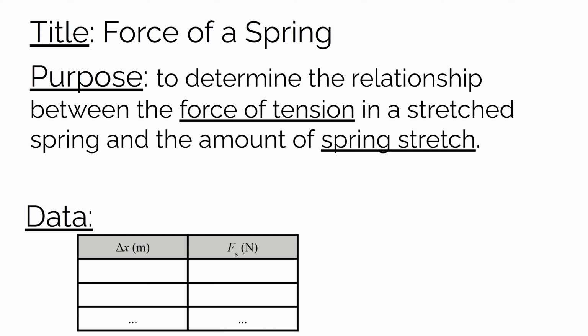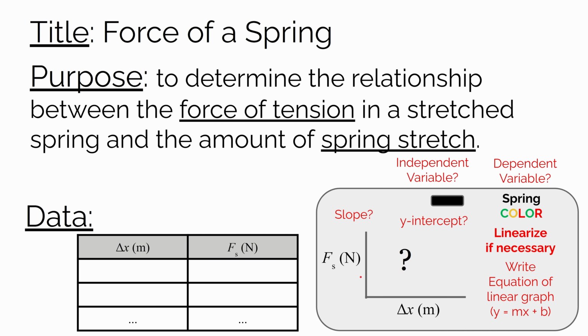To determine that relationship, students were given a spring and they had to stretch that spring a given amount, as measured in meters, and measure the amount of force of tension in that spring, or stretch the spring so it had a certain amount of tension inside of it and measure how much that spring actually stretched. Once students collected that data, we graphed the stretch values on the x-axis and the force values on the y-axis to determine the graphical relationship between the two variables and the algebraic relationship.